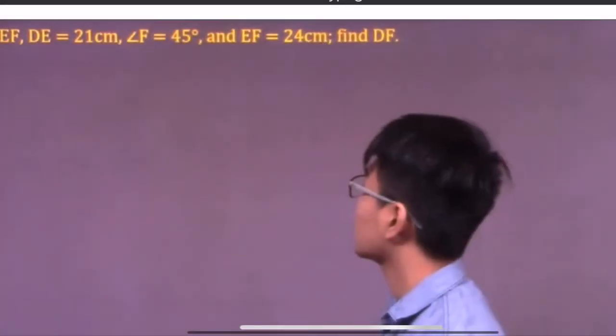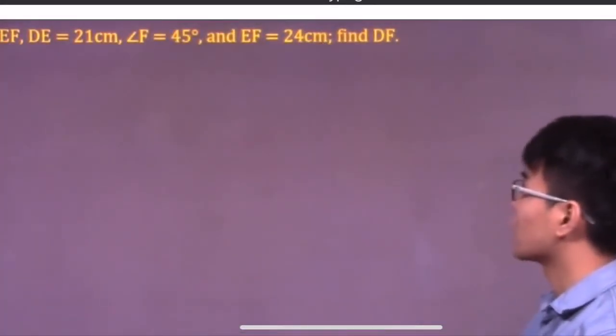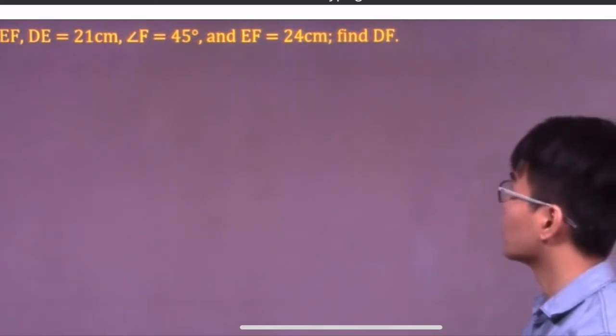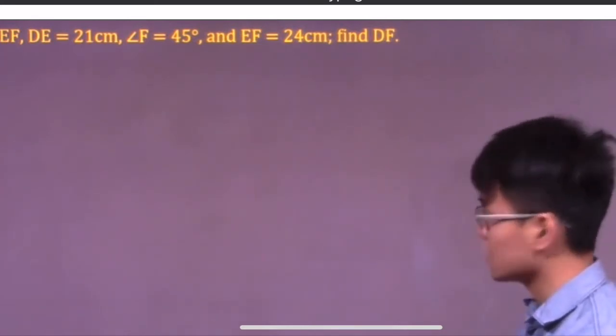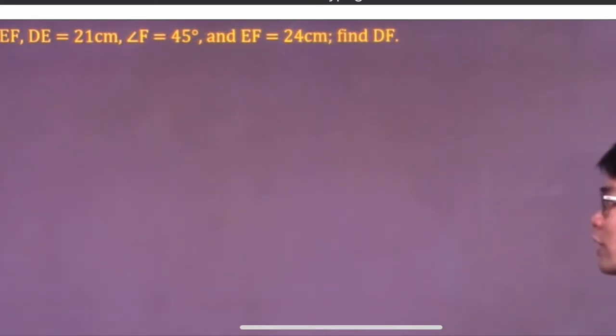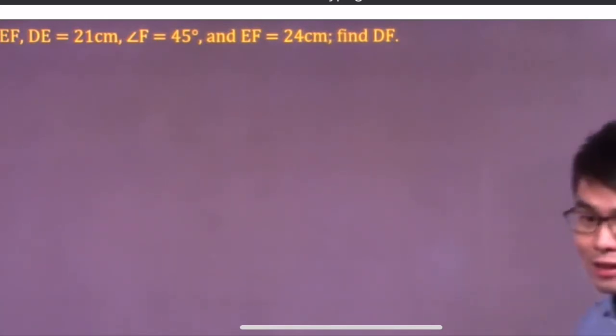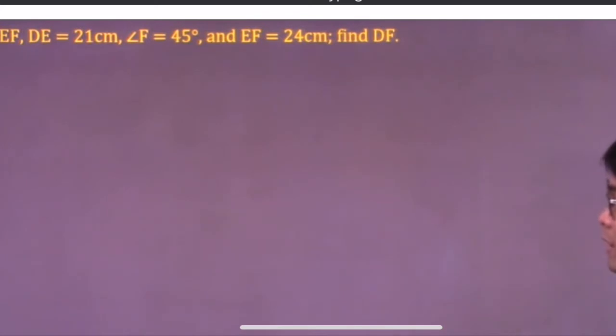...21 cm, angle F is 45 degrees, and the length of EF is 24 cm. Our task is to find the length of DF. Before anything, I'm going to tell you that this question is a special case of the law of sines. It's so special that it has its own name. It's called the ambiguous case of the law of sines.